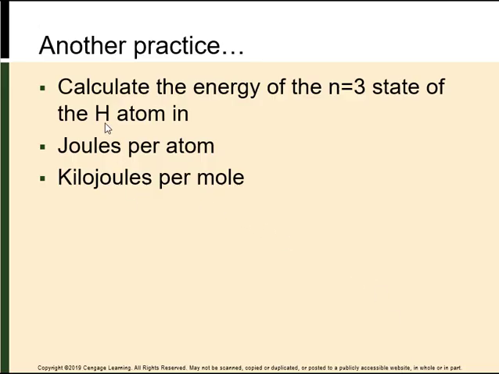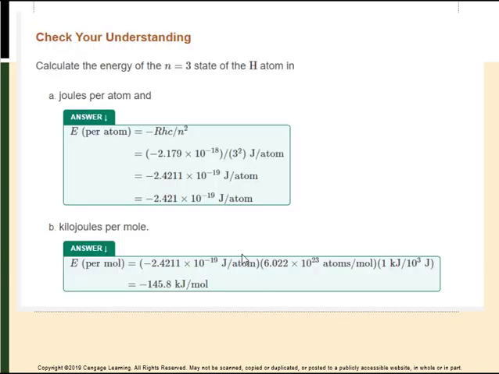All right, let's do one more practice and calculate the energy of the n equals 3 state of the hydrogen atom in joules per atom and kilojoules per mole. Pause this and then try to get your own answer. All right, let's check your answer. Did you do negative RHC divided by 3 squared, so divide by 9, to get negative 2.4211 times 10 to the negative 19th joules per atom? And then to find per mole, we took our answer times 6.022 times 10 to the 23rd and divided by 1,000 to get negative 145.8 kilojoules per mole.